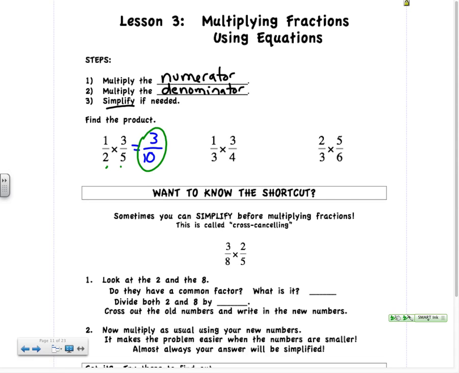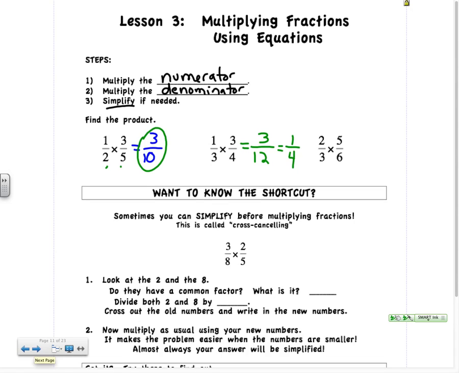Okay, the next one, the simple step for multiplying. Multiply the numerators. 1 times 3 equals 3. 3 times 4 equals 12. So 1/3 times 3/4 equals 3/12. I'm going to simplify that to 1/4.